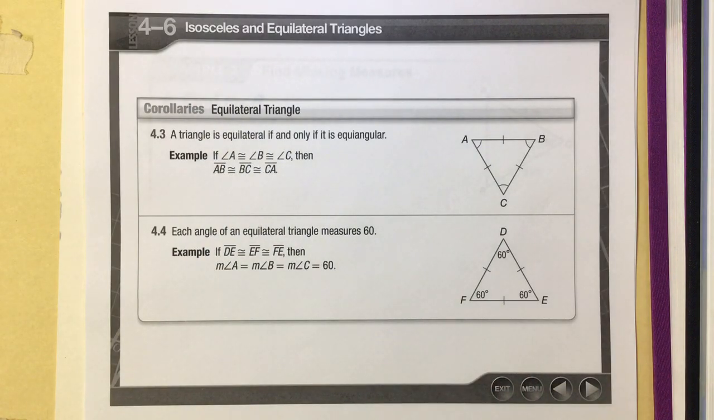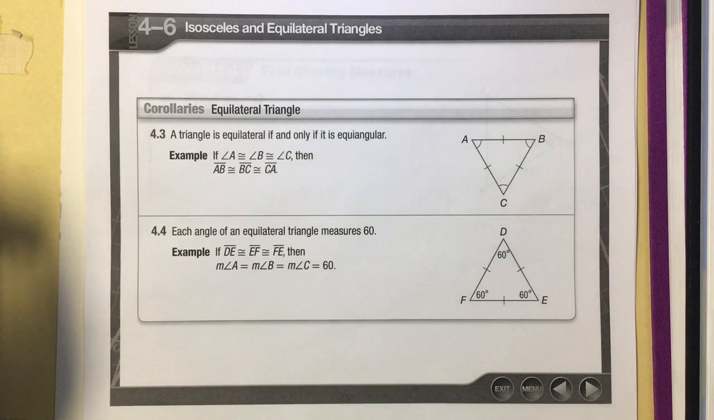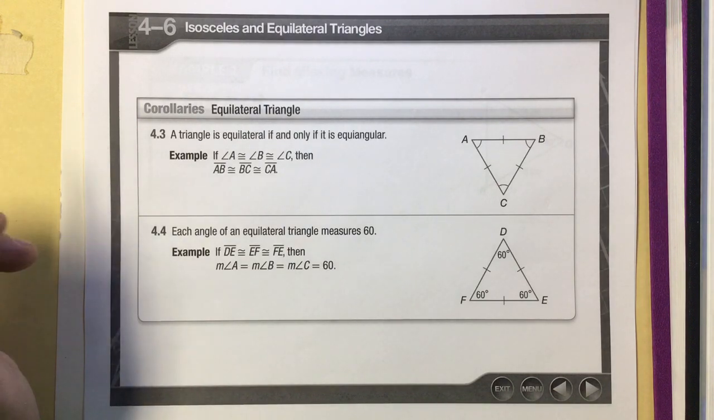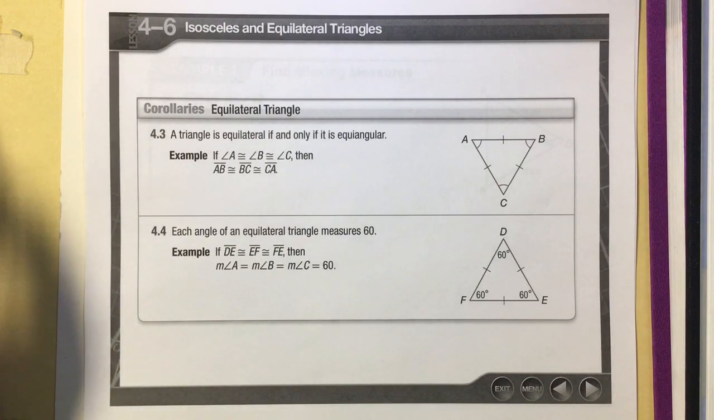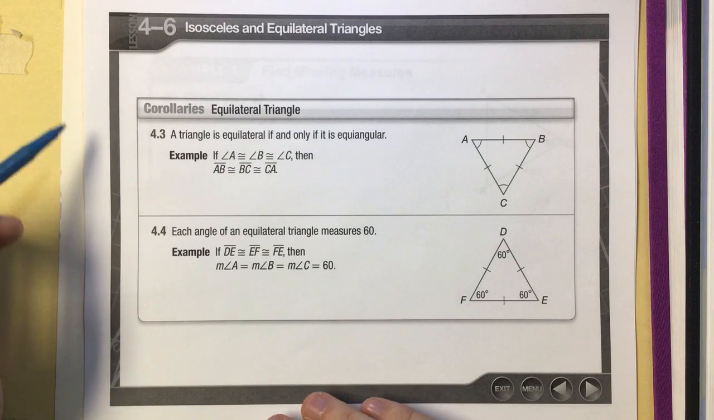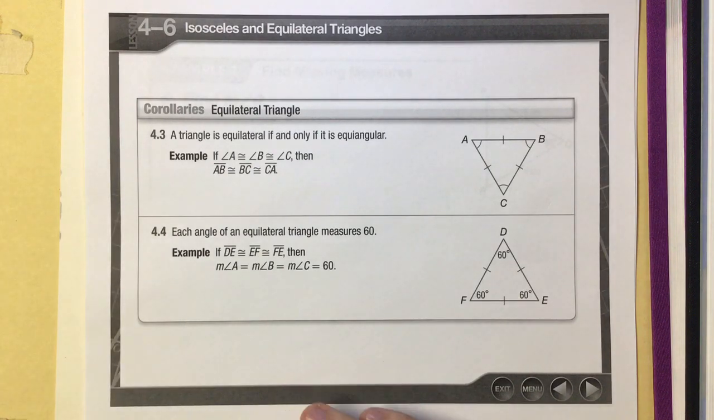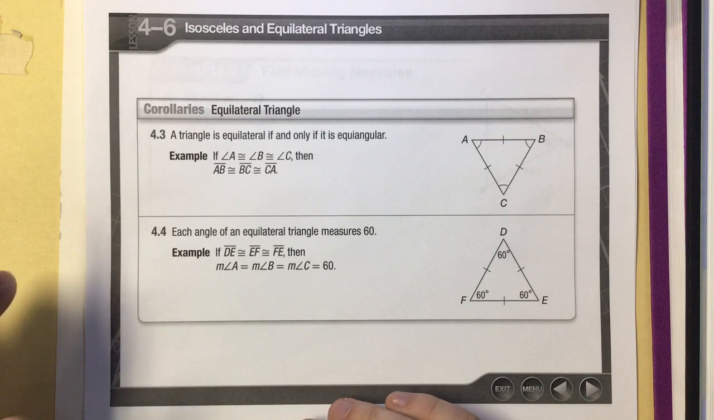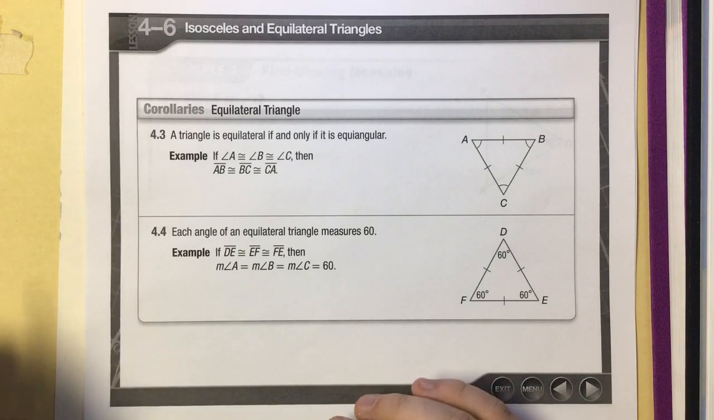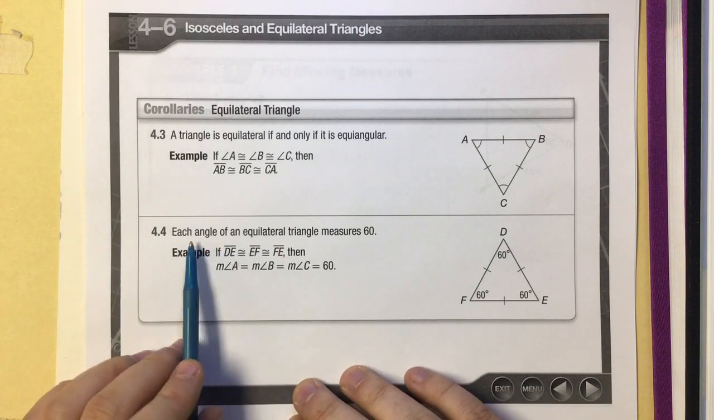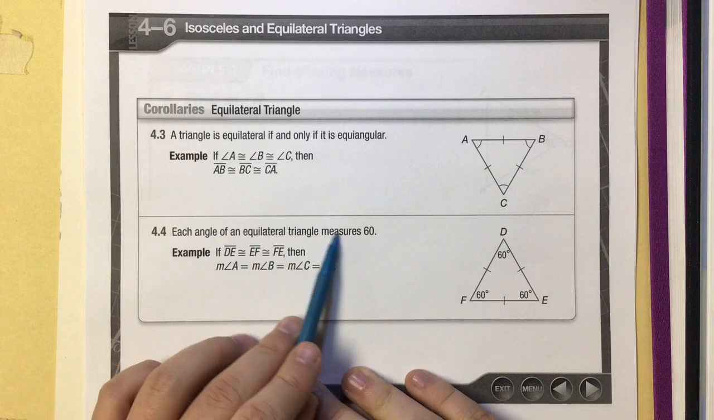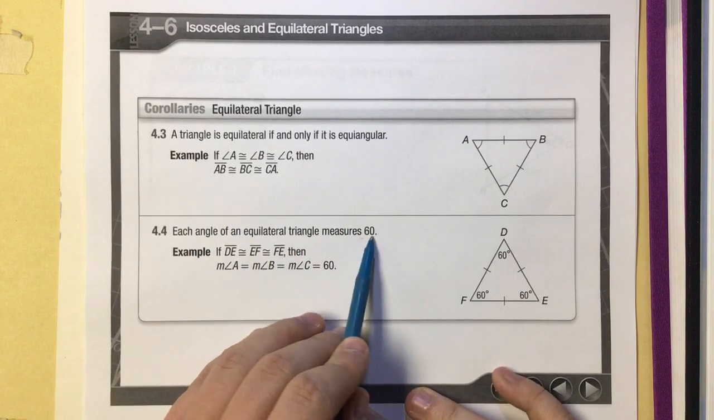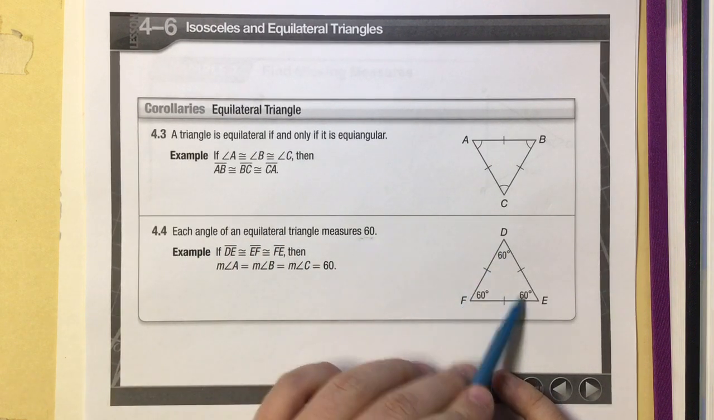Now we're going to work with equilateral triangles. And equilateral triangles are actually way easier than the isosceles triangle, because in an equilateral triangle, all three sides are congruent. So if you know one, you know all of them. And if you have an equilateral triangle, you know all three angle measures as well. If it's equilateral, it has to have three angle measures that are 60 each, 60, 60, 60.